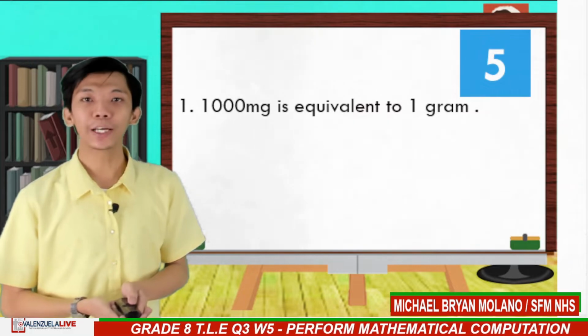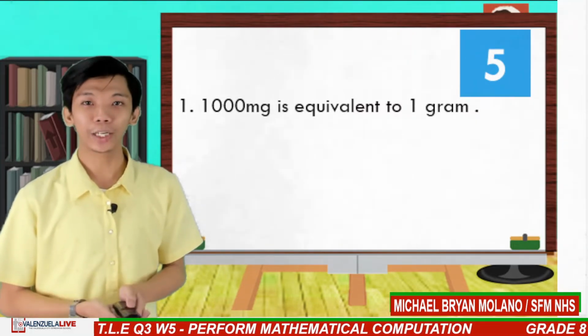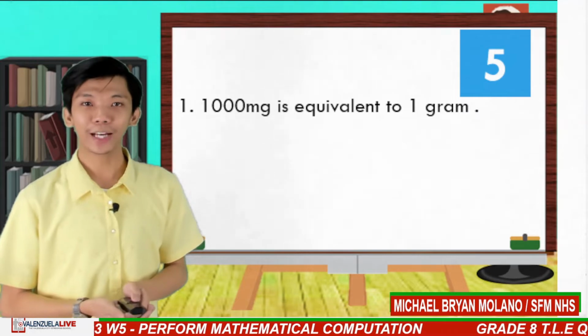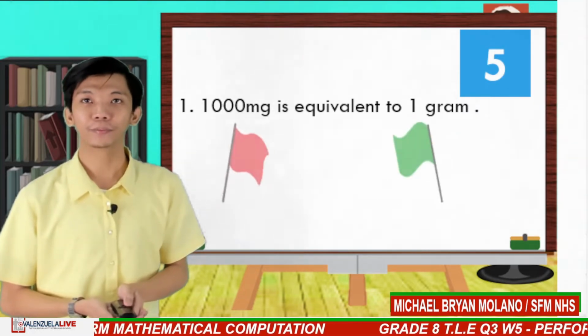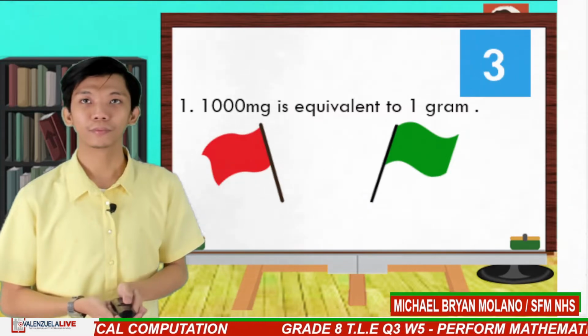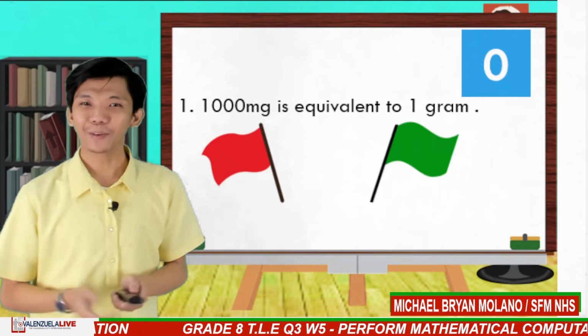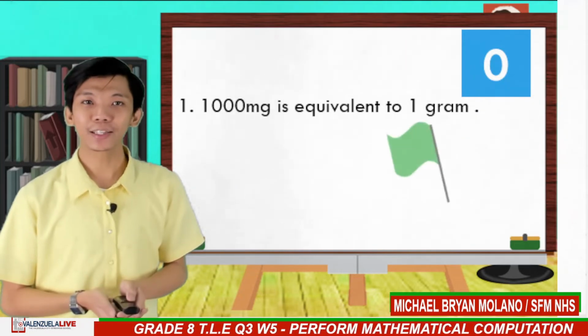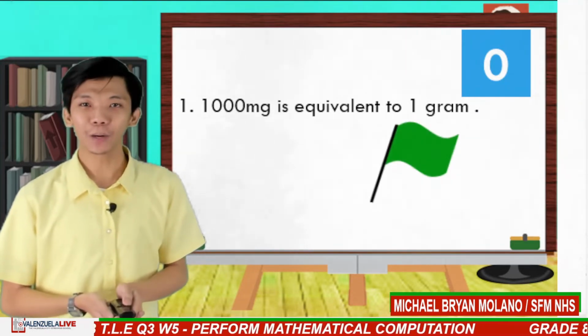For number 1, 1,000 milligrams is equivalent to 1 gram. Is it a green flag or a red flag? Please comment down. Time's up. The answer is green flag. Good job.